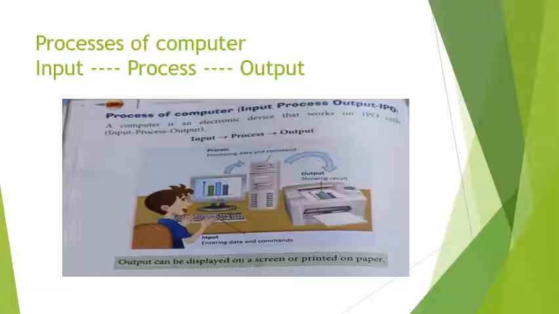Now let me tell you about processes of computer. Processes means how does a computer work. So computer works on IPO process. Now I means input, P means process, and O means output. So it follows IPO cycle while working.